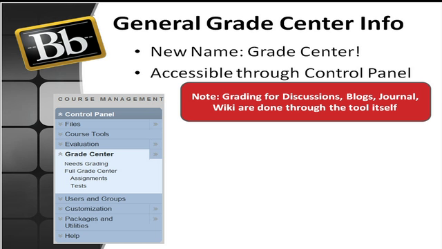Also, I just wanted to quickly note that grading for discussions, blogs, journals, and wikis is all done through the tool itself. So you would actually have to go into discussions. You wouldn't find those in the needs grading area. That's actually a very important distinction to make. If you don't grade that discussion or that blog by going to the tool and actually grading that forum or topic, then you'll never be able to see those grades, even zeros, in the full Grade Center. As soon as you grade in one tool, that feeds into the other. So it's very important that you go to the tool and grade.